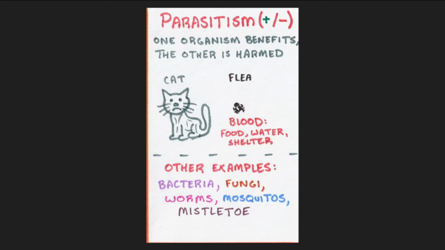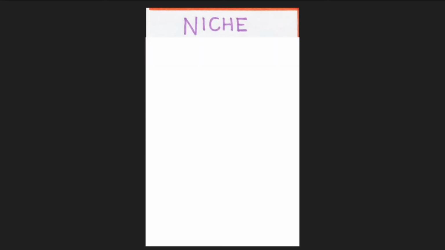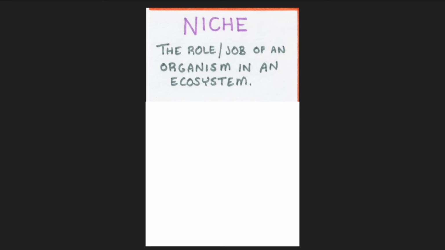But we need to think about something. Why do these organisms do what they do? So how do organisms count on each other to do these jobs, whether mutualistic, commensalistic, or parasitic in nature? Well, this is because every organism has a job in an ecosystem. This job or role that an organism has is called its niche.